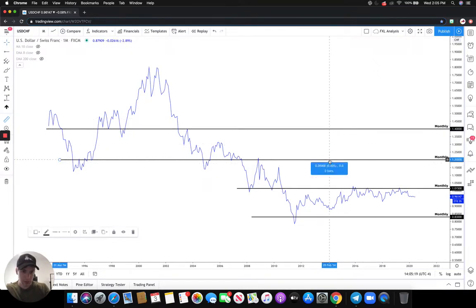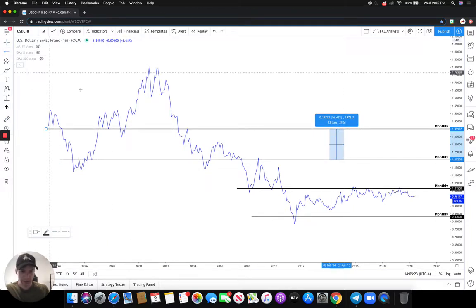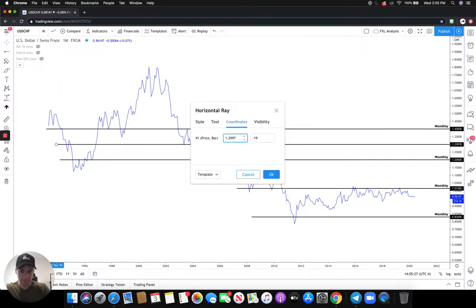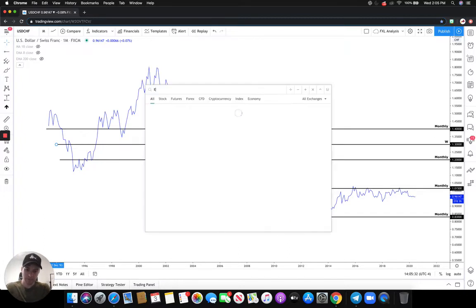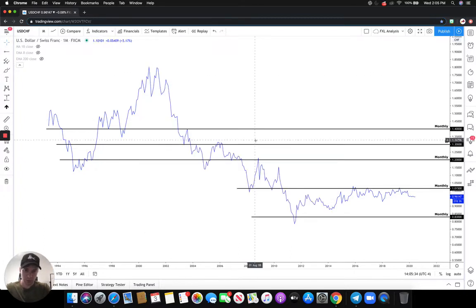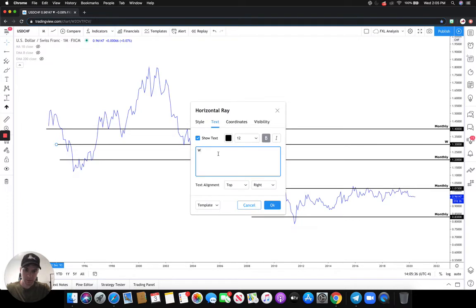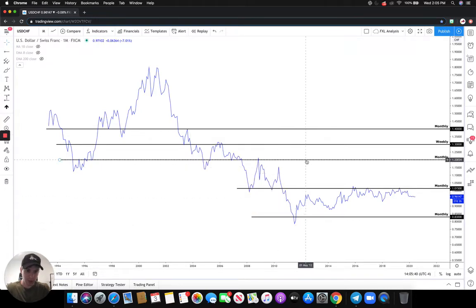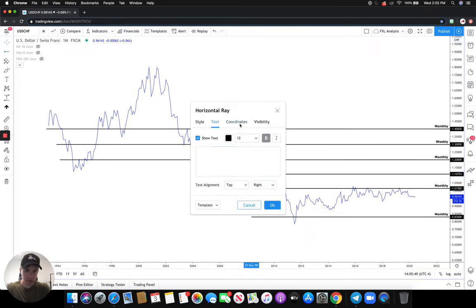So what we want to do here is split this. Let's go ahead and split it. We want to find the weekly, which is about the middle, 1.3. Call that a weekly. Keep doing this for each monthly, in between each monthly to monthly. Let's go ahead and mark this. Let's call it 1.1075.